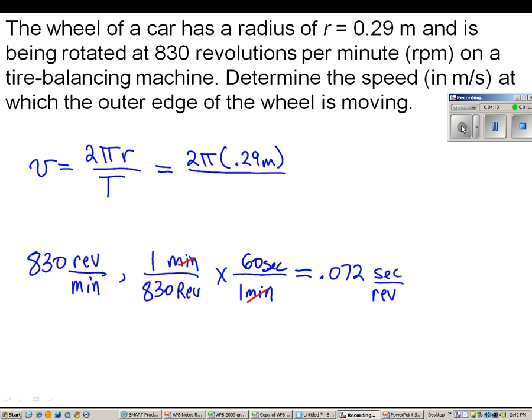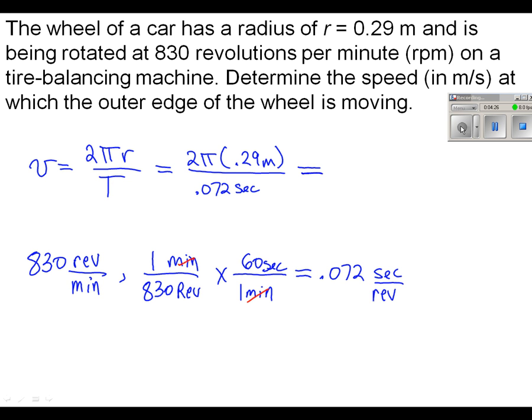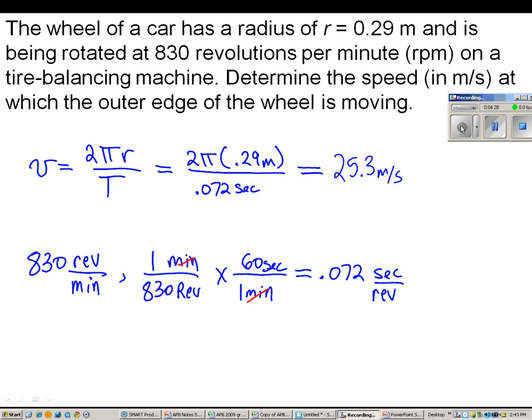Now I can take that and plug it in for my period. I know it's 0.072 seconds to go once around, so that's my period. And now I can come up with my answer in meters per second. I end up with my answer of 25.3 meters per second.